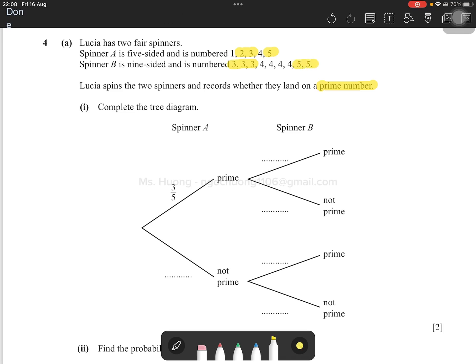So 1. Complete the tree diagram. In spinner A, 3 out of 5 numbers are prime. So the probability of a prime number is 3/5, and the probability of a number that is not prime is 2/5. Similarly, in spinner B, 5 out of 9 numbers are prime, and 4 out of 9 numbers are not prime. So we fill in the blanks: 5/9 and 4/9.